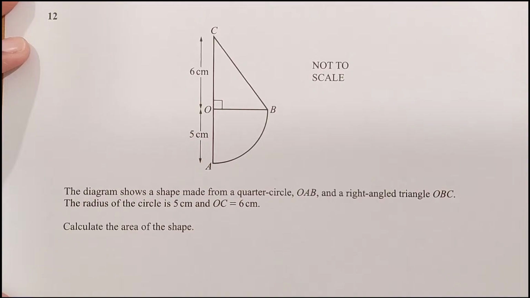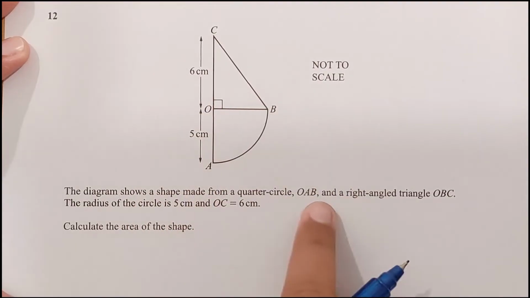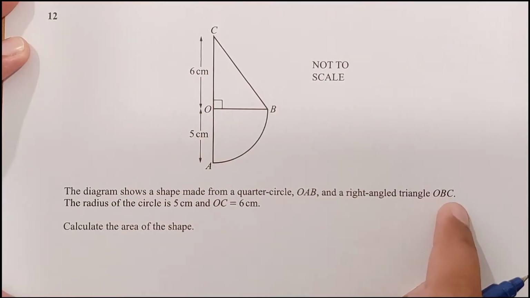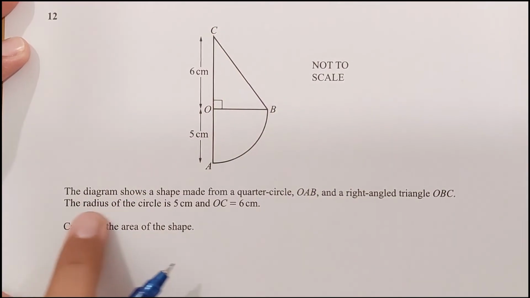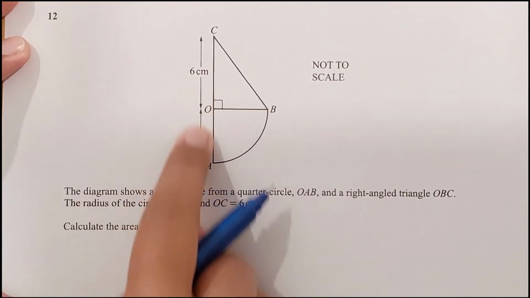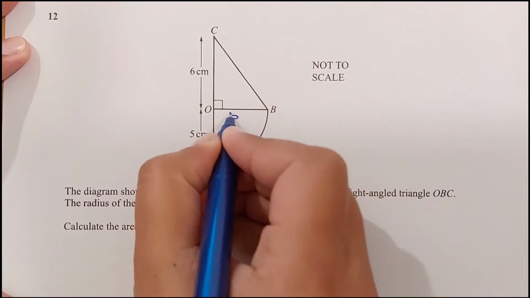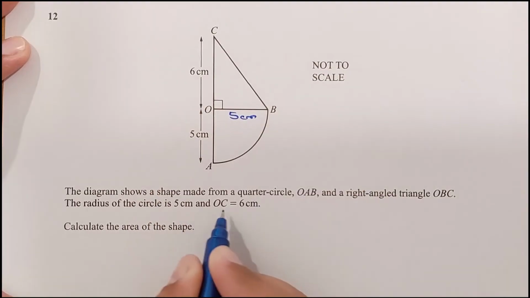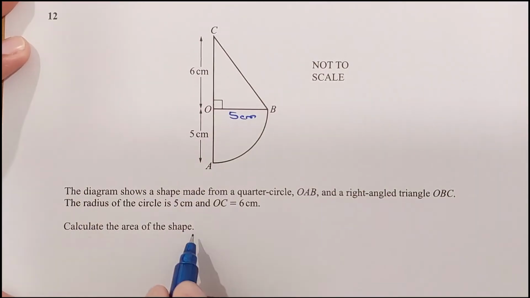Question number 12. The diagram shows a shape made from quarter circle OAB and a right angled triangle OBC. The radius of the circle is 5 centimeters. OA is 5. OB is also 5 centimeters. And OC is 6 centimeters. Calculate the area of the shape.